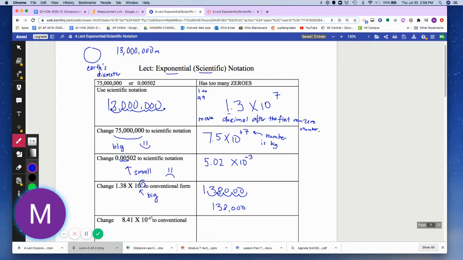Okay? This number has a negative exponent, which means the number will be small. So it'll be 8.41. You move it over to the left to make it a smaller number. 1, 2, 3, 4, 5, 6. Put a decimal right there. 0.00000. And that's the number.